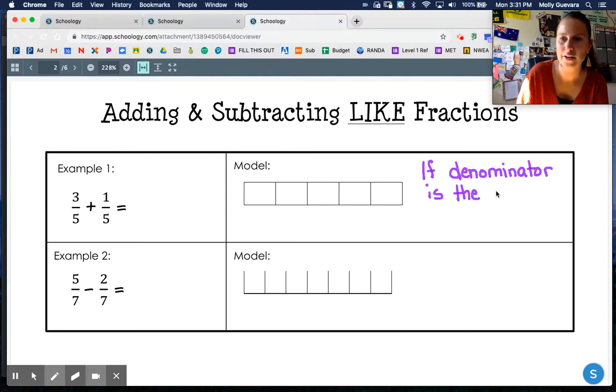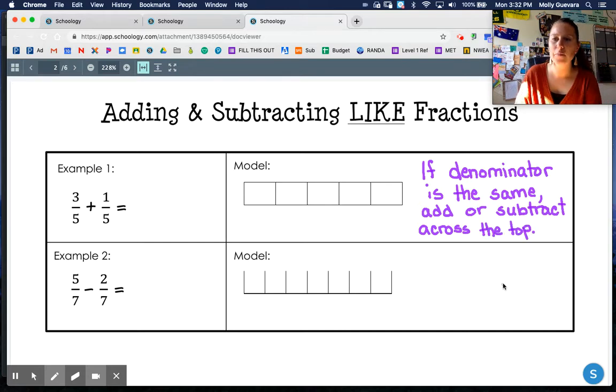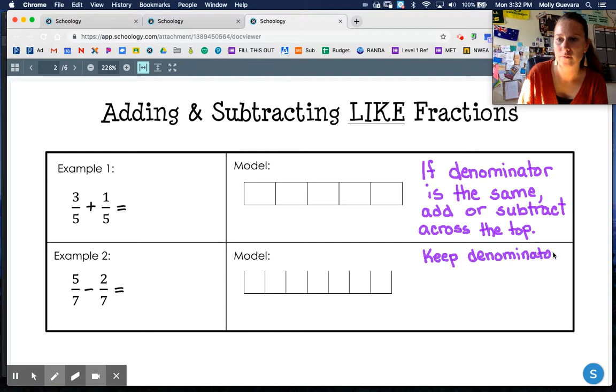So if the denominator is the same, then you just add or subtract depending on what it's asking you to do. Add or subtract across the top. Okay, and then what's common is people think that you need to add or subtract on the bottom, but you don't. You keep the denominator the same.